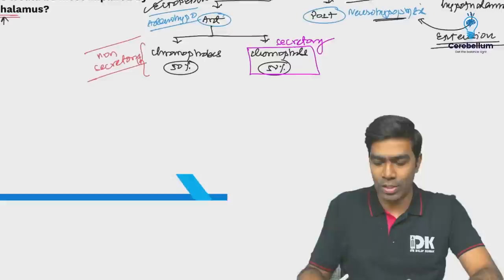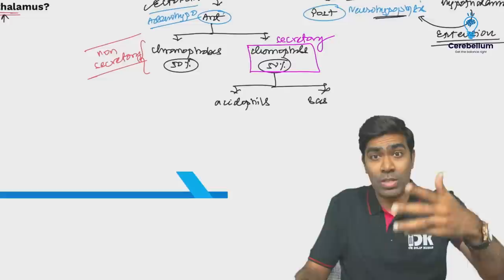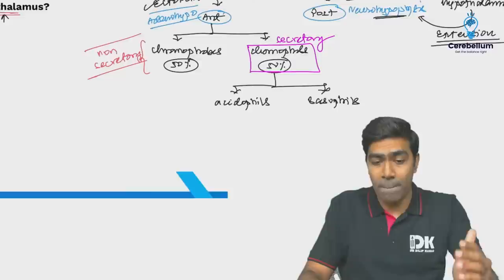Based on what stain they take up, you can further classify them into acidophils or basophils, depending on whether they take up hematoxylin or eosin. You can split it into acidophils and basophils.